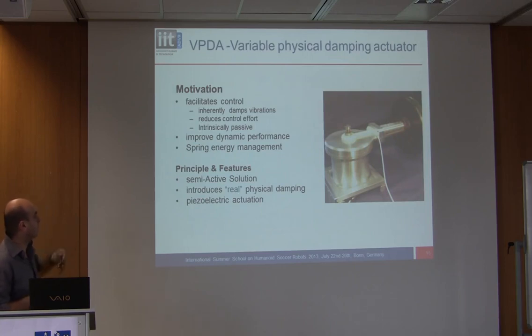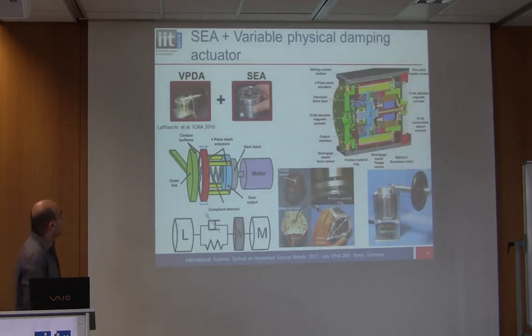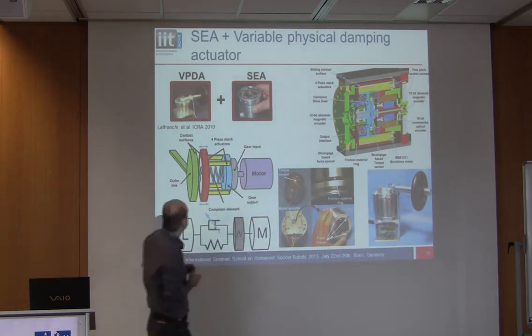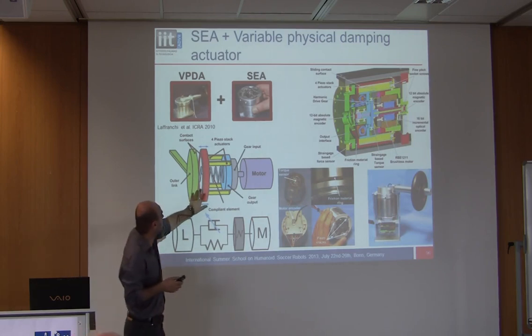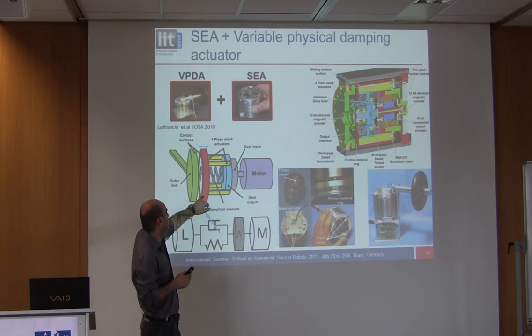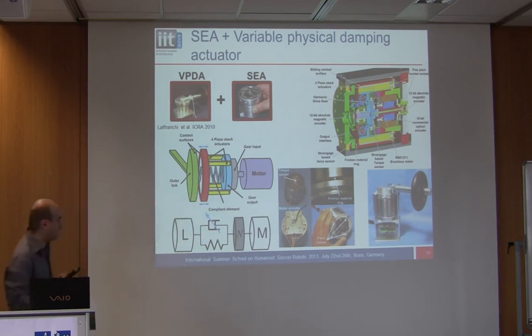This is the variable physical damping actuator example that we developed at IIT with the purpose of assisting the control of the series elastic joints. The principle is a kind of semi-active solution, and it produces a physical damping component in parallel to the spring. Here is how it's done. The actuator is basically a combination of the damper plus the compact actuator that we're using. It was implemented using a friction brake system with two surfaces, actuated by piezo stack actuators. There are four piezo stacks around the pulleys that apply forces on the red element, which is acting against the beam, which is the link.